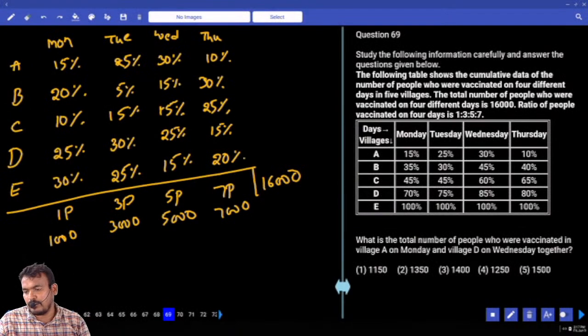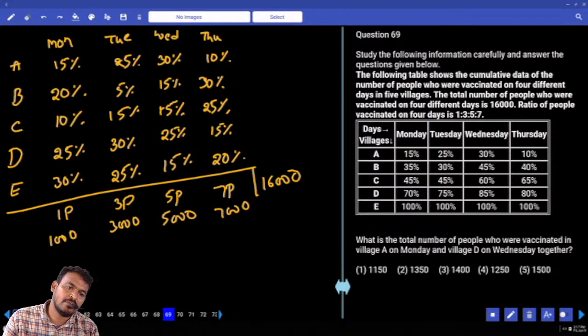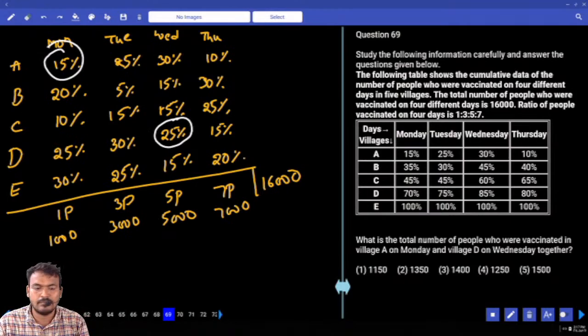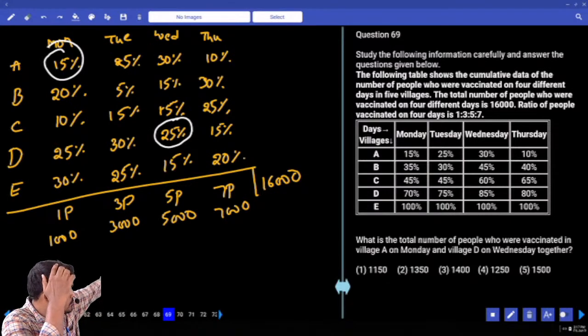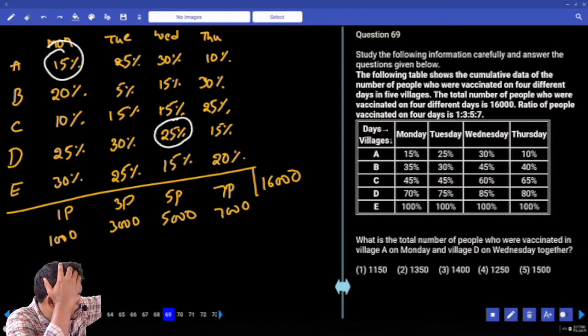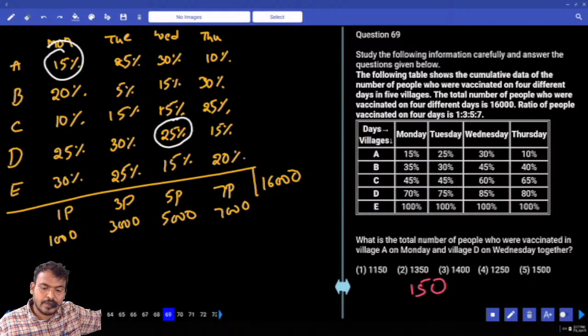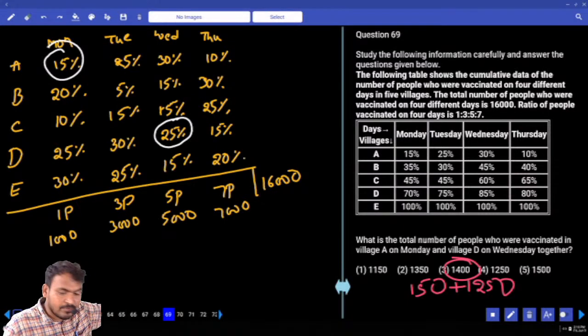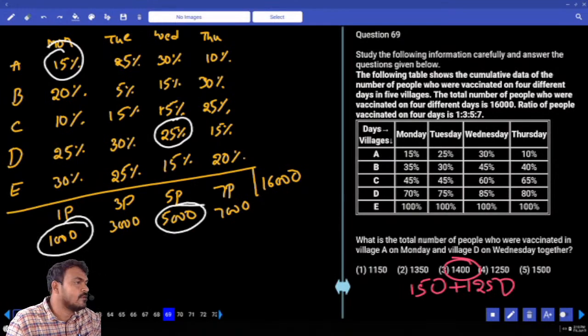What is the total number of people who were vaccinated on village A on Monday and village D on Wednesday together? What is the A value on Monday? 15%. What is the D value on Wednesday? Wednesday 25. Sum. Wait. One is 15% of 1000. Another one 25% of 5,000. 15% of 1000 means 150. 25% of 5,000 is 1250. Both adding 1400, because both total values are different.